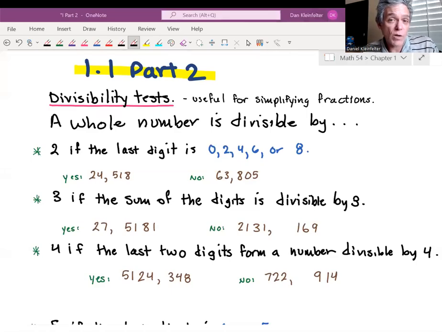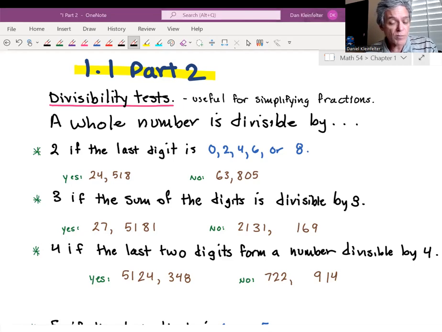Welcome back. In this video, we're going to continue with section 1.1 by taking a look at some divisibility tests. Divisibility tests are ways of telling if you have a certain number, is it divisible by some other number or not? Where they're useful is especially when you're simplifying fractions. So to start, we'll take a look at the divisibility test for 2, which is probably going to be the simplest, and you probably already know it.